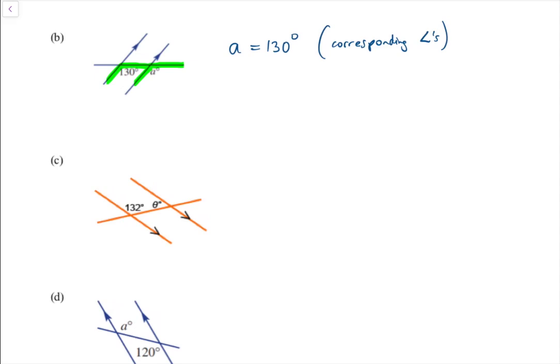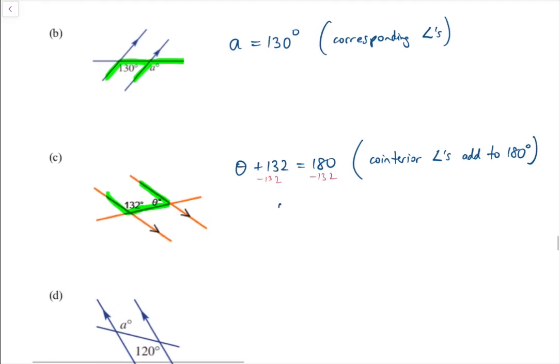For part C, I've got one angle here, another angle there. That is a C shape. So I would go theta plus 132 equals 180 because C shapes are co-interior. Co-interior angles add to 180 degrees. And with this particular question, I'm minus 132 from both sides, which means theta equals 180 take away 132 is 48 degrees.